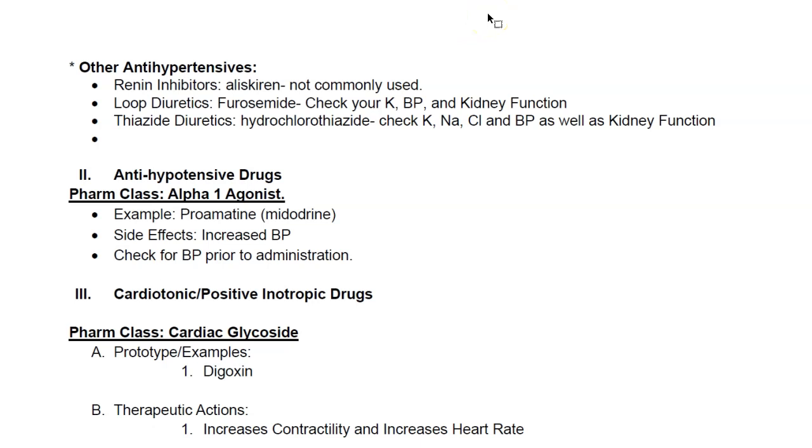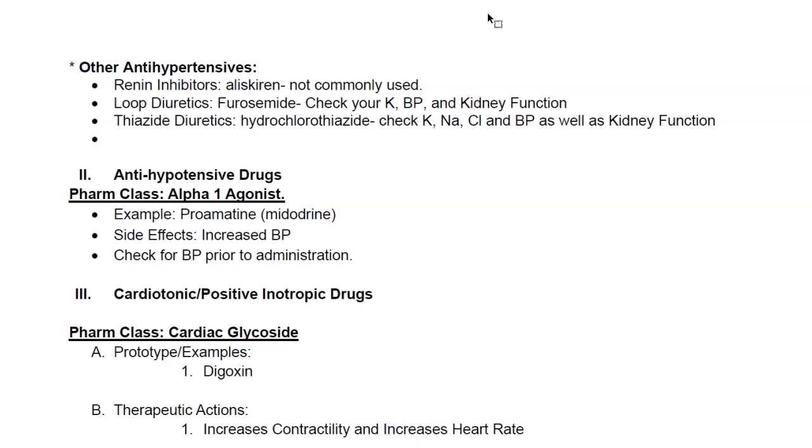Next medication, we're not going to really discuss this in much detail, but know that there are medications that do the opposite. So instead of decreasing the blood pressure, it increases the blood pressure. And so these are called antihypotensive drugs. So again, these are antihypotensive drugs, meaning they treat hypotension or low blood pressure by increasing the blood pressure. A pharm class that is used for this purpose is your alpha-1 agonist.